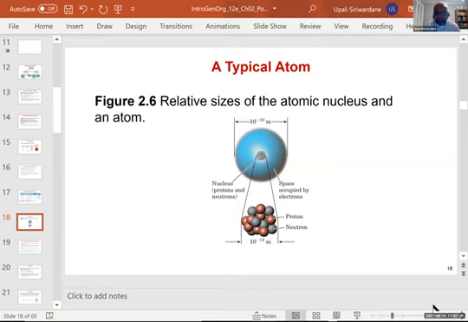There is a lot of space that the electron occupies around the atom. Therefore, mostly the mass is within the nucleus. The electrons contribute very little mass to the mass of the atom.